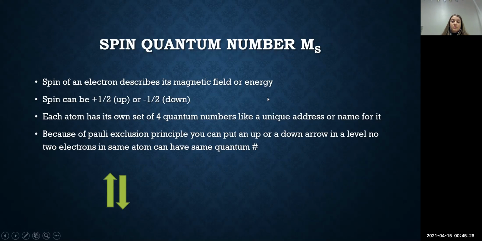Next, we're going to talk about the spin quantum number, or M sub s. So the spin of the electron describes its magnetic field or energy specifically. And the spin can be up or down because we have these arrows in each atom going up and down.